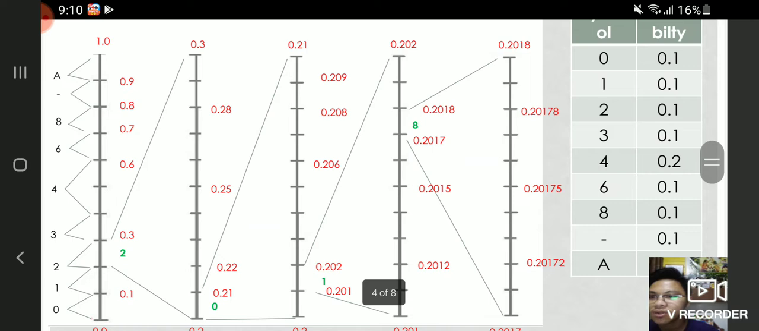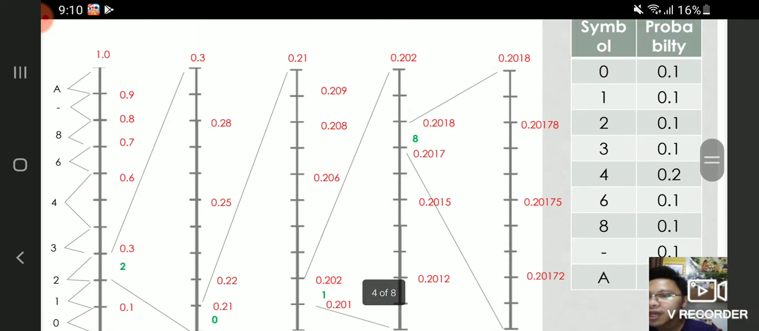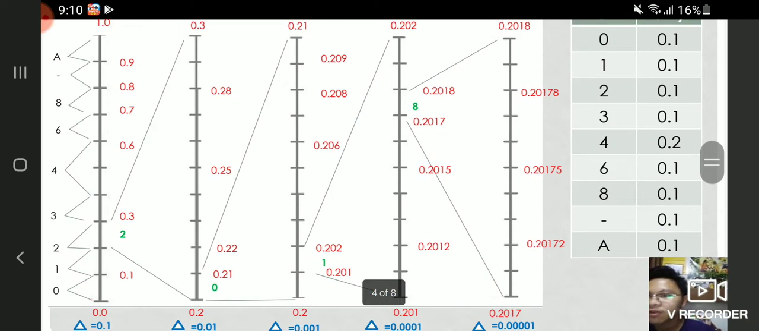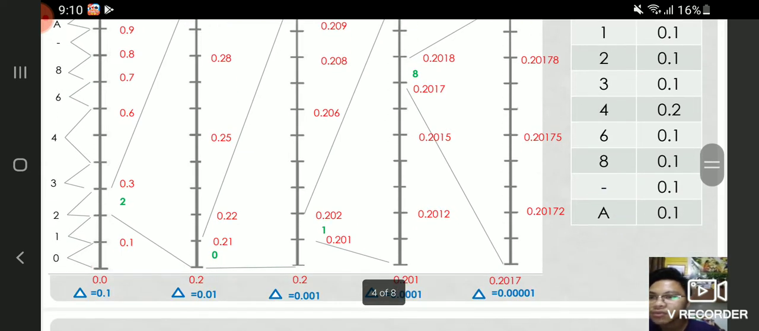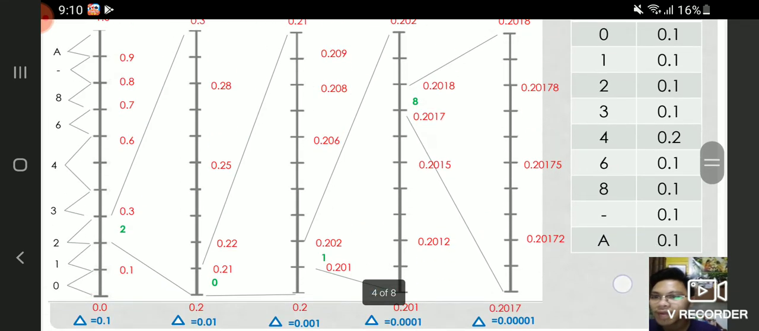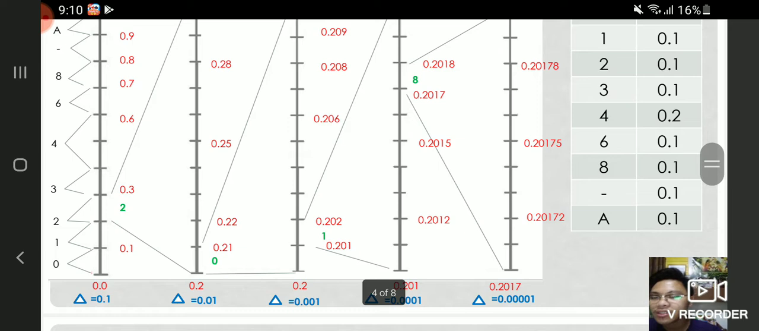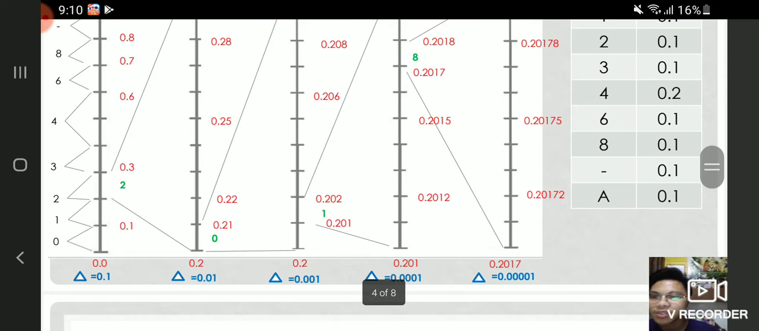Here from 0, 1, 2, 3, 4, 6, 8. Since we have to get the probability graph of 2 first, the 2 here is in between 0.2 and 0.3. Expanding it will become the upper bound and the lower bound. And to get their step value, we need to get their difference first, then divide by 10, it will become 0.01.